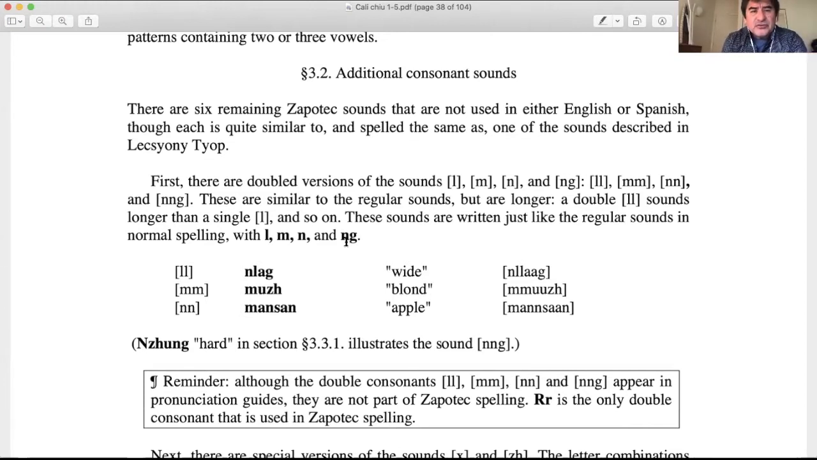In 3.2, there are three words, well, more than three, but let's start with those three over there, that are interesting because if you look at the brackets for the word wide, which is pronounced mlach, well, first of all, in the first column, you see the two L's, which means a long L. So it's not like the Spanish double L, which is pronounced like Asia. In Zapotec, it just means that it is a long L.